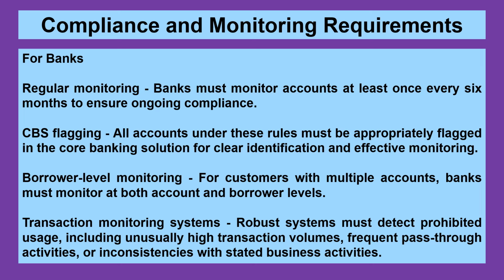Compliance and monitoring requirements for banks. Regular monitoring. Banks must monitor accounts at least once every 6 months to ensure ongoing compliance. CBS flagging. All accounts under these rules must be appropriately flagged in the core banking solution for clear identification and effective monitoring. Borrower level monitoring. For customers with multiple accounts, banks must monitor at both account and borrower levels. Transaction monitoring systems. Robust systems must detect prohibited usage, including unusually high transaction volumes, frequent pass through activities, and inconsistencies with stated business activities.